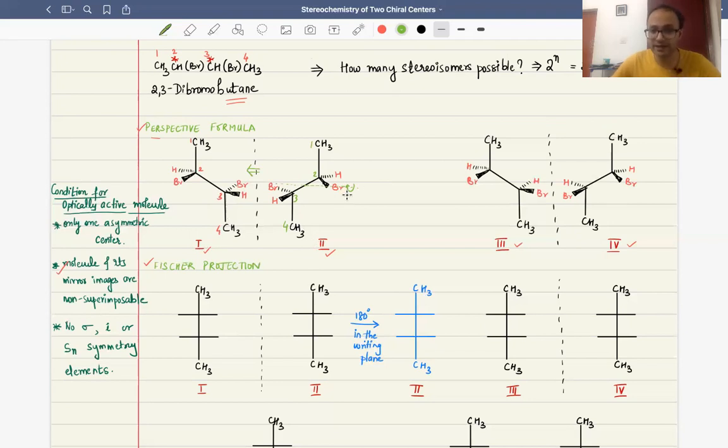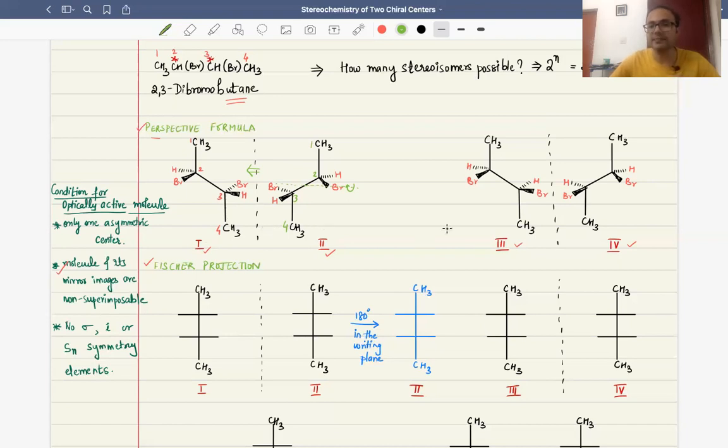Now, this particular thing that I just said to you, I would like you to try and find out for yourself whether you are getting this or not, or any other way in which you can rotate and show that this particular stereoisomer, that is 2, is superimposable on 1. So that is what I would leave to you to exercise yourself.